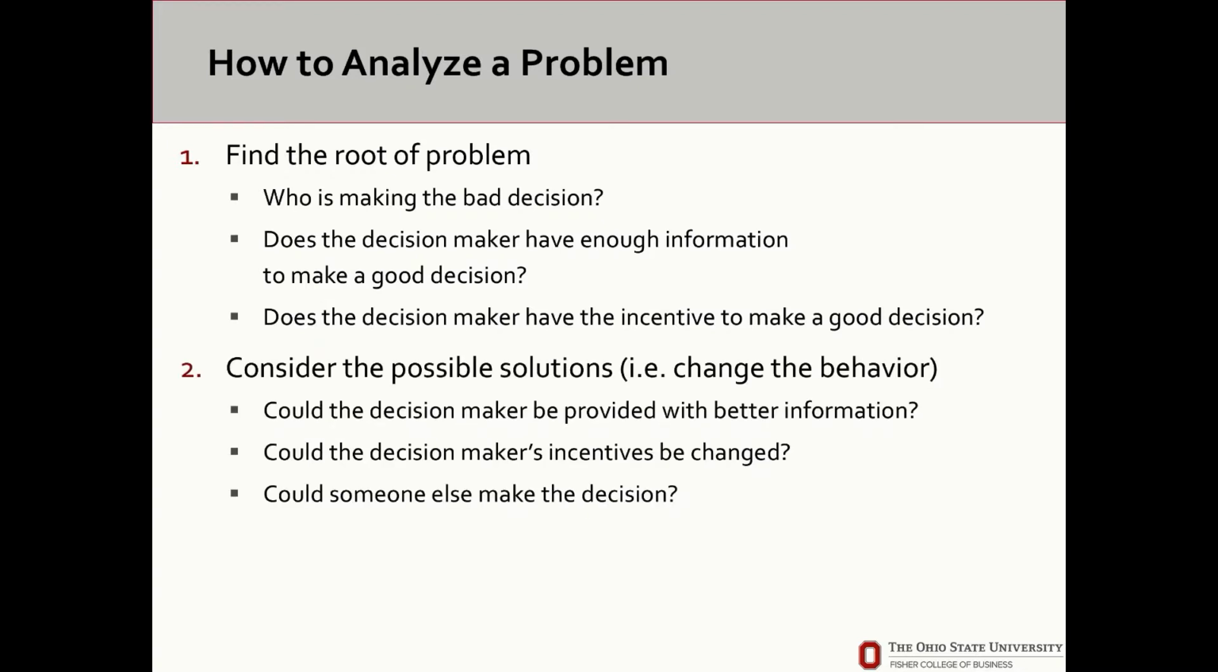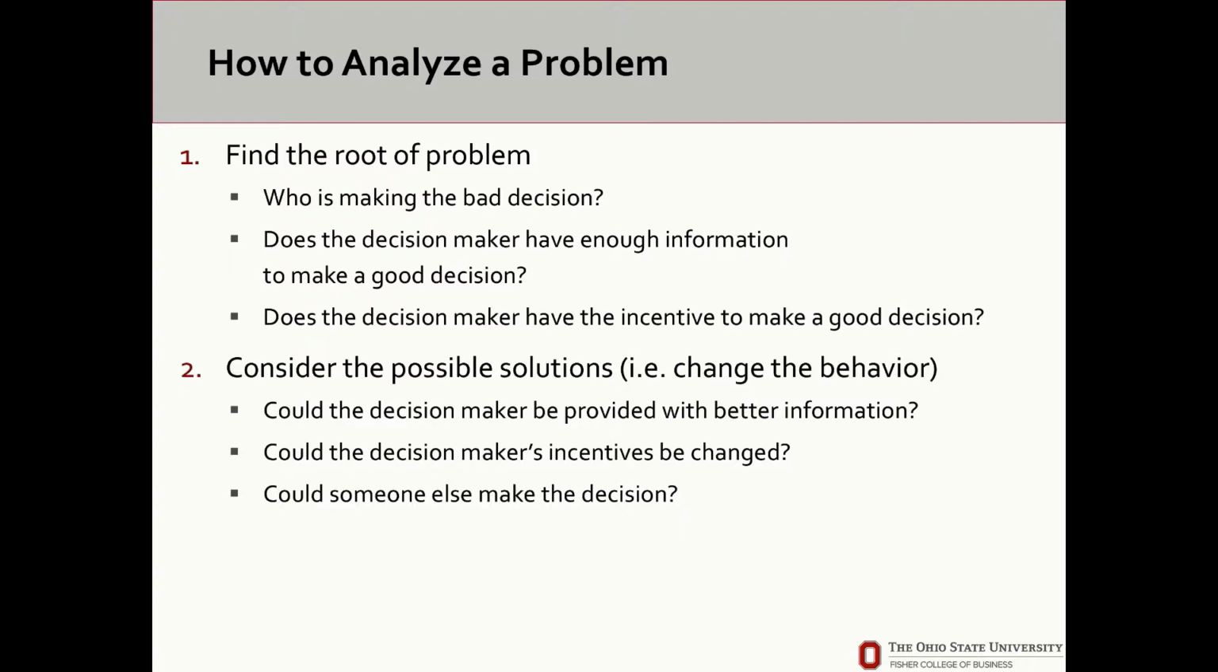Next, consider the possible solutions. Could you give the decision maker better information? Something that they would consider that would change the decision that they made and lead to a better outcome for the firm. Oftentimes, a change in incentives can align the decision maker's goals with those of the firm.